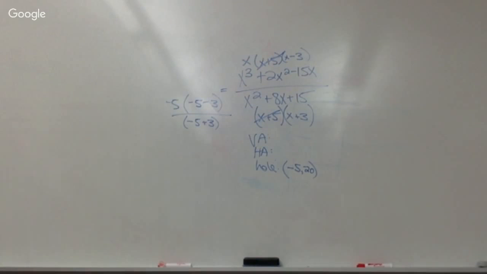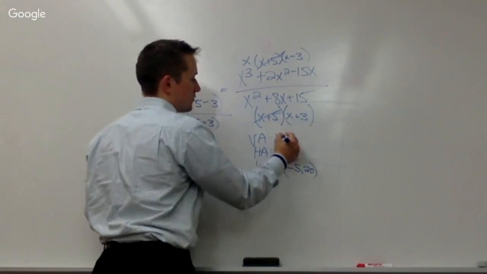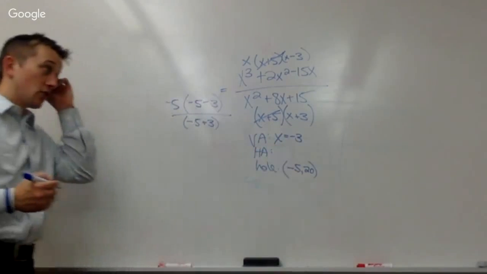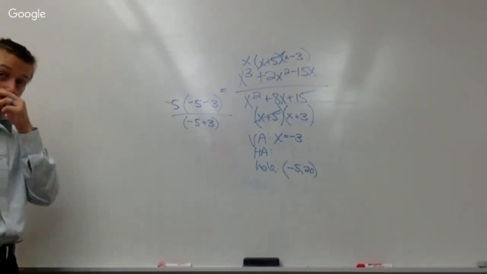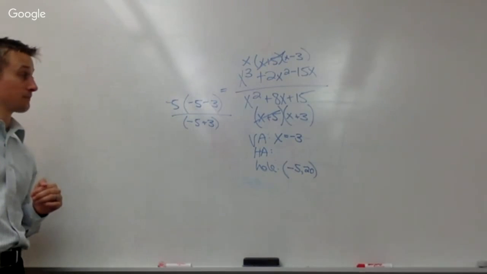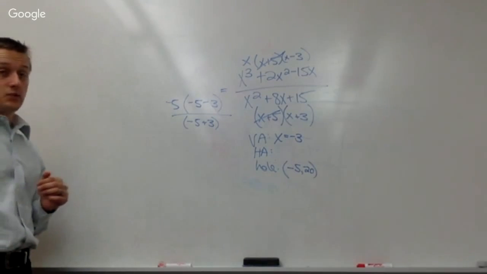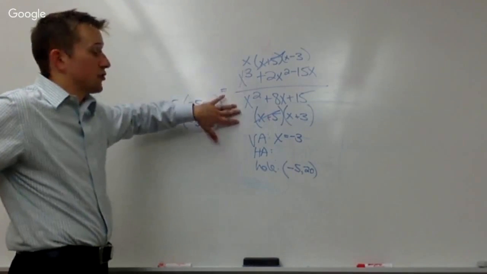Okay? What would be the vertical asymptote? That'd be the bottom. The bottom set equal to 0, which would be -3. Good. So this would be x equals -3. What about the horizontal? It's like the exponent value, right? So it'd be like x squared. What's the degree of the top here? 3, right? What's the degree of the bottom?